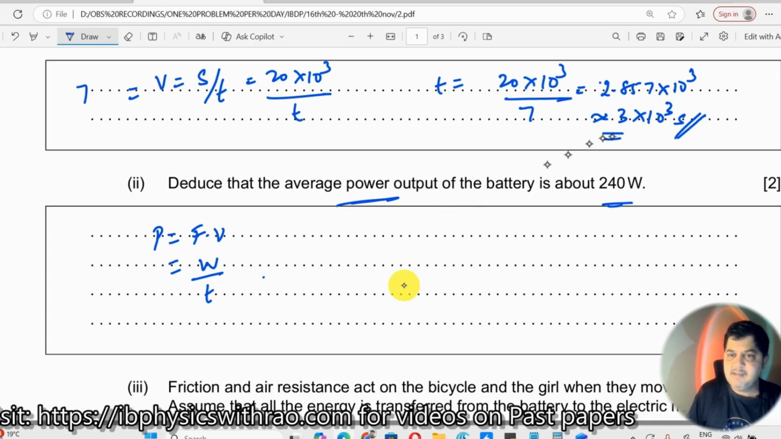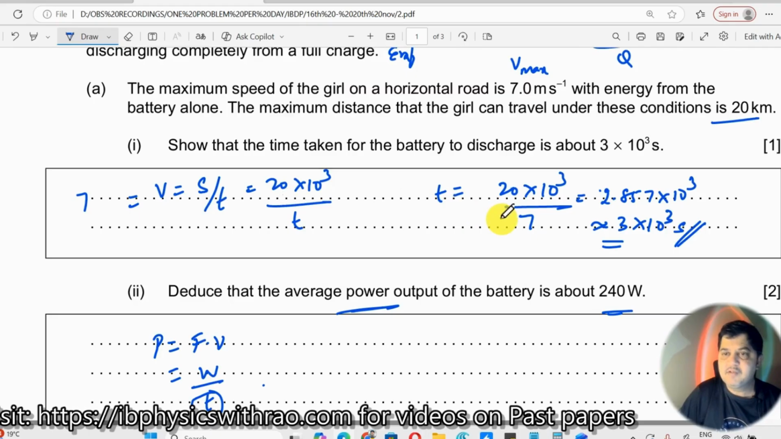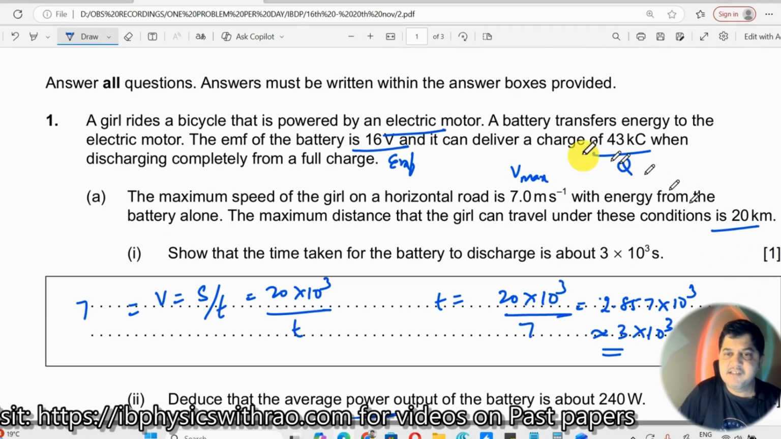Now here the time is given over here. Maybe I can use the time here, but I need to get the value of work done. How do I get the value of work done? Let us look at this. What is being given here? The distance is given, then the EMF is given, and then the charge is given.